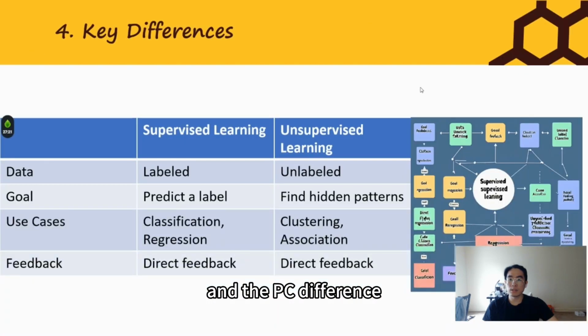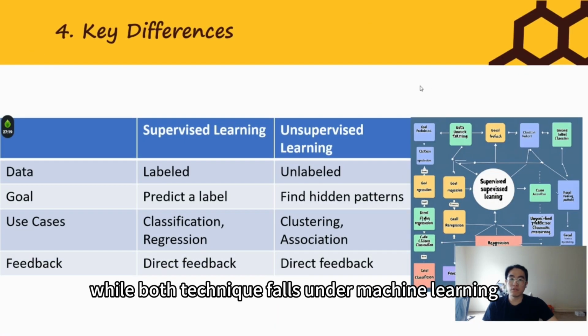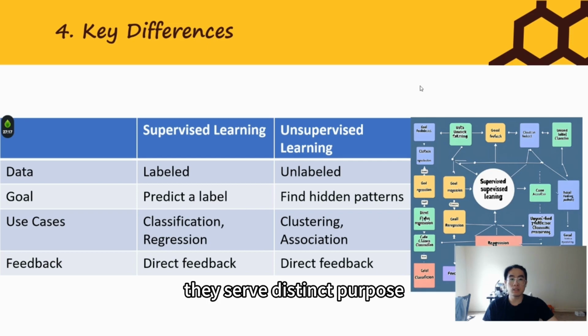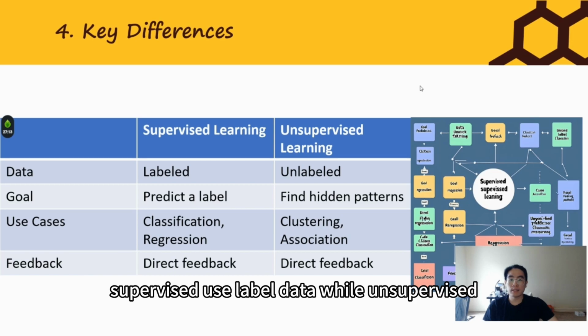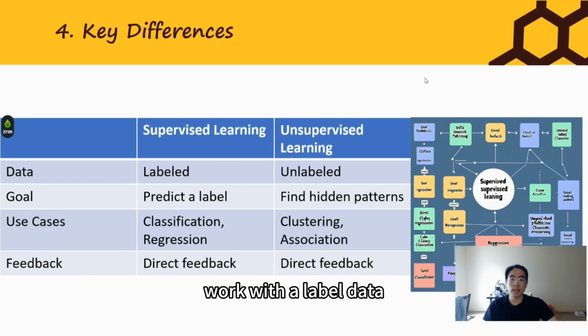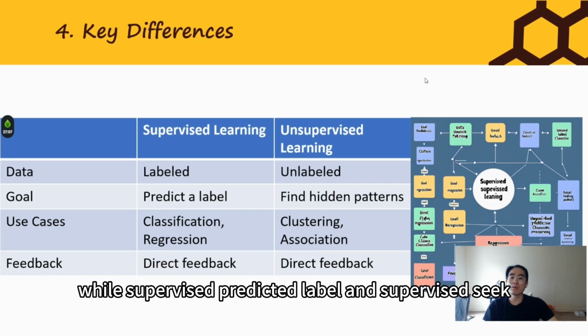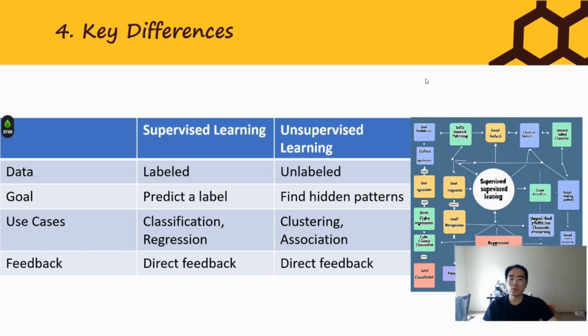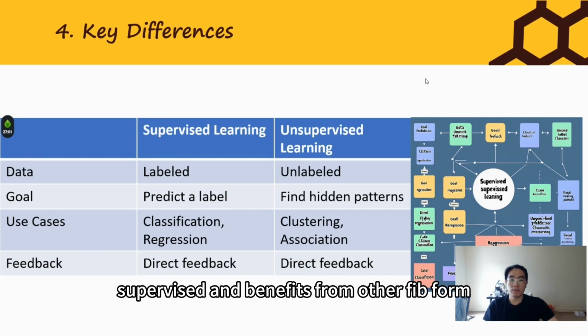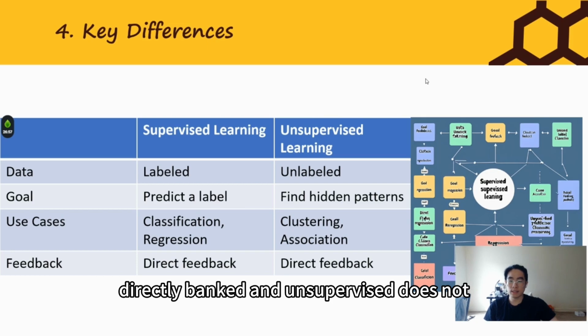And the key difference: while both techniques fall under machine learning, they serve distinct purposes. For data, supervised uses labeled data, while unsupervised works with unlabeled data. While supervised predicts a label, unsupervised seeks hidden patterns. Supervised benefits from direct feedback, and unsupervised does not.